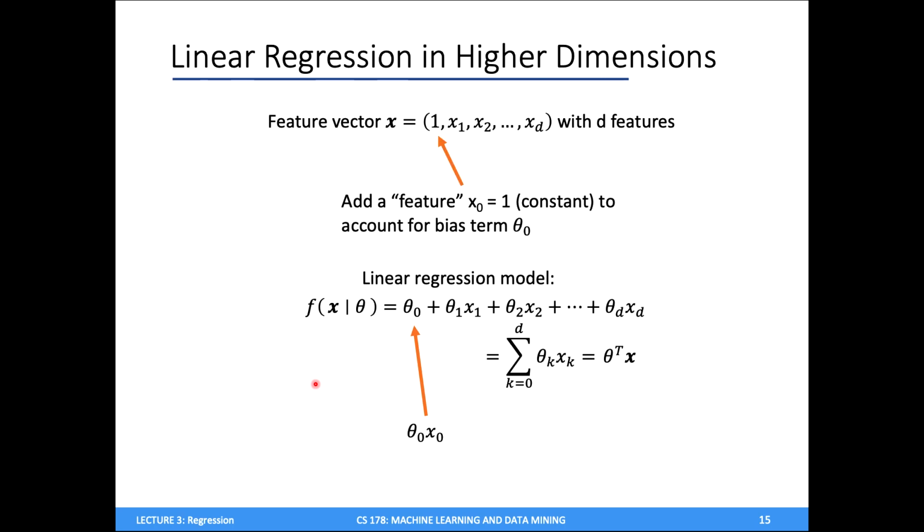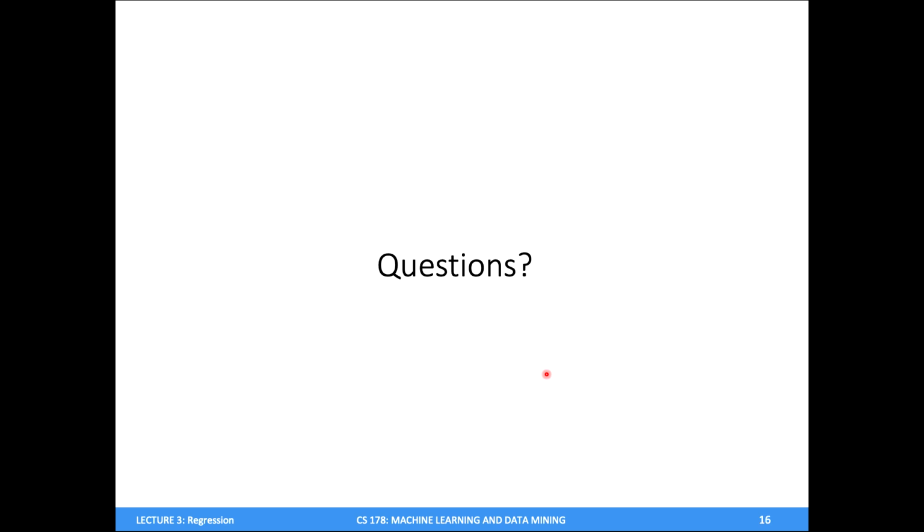And here, I'd like to point out that theta naught doesn't have an x naught term next to it. But since we defined x naught to be 1, just a constant, we could also write this as theta naught x naught, and it just lets us write it in this really convenient form as just a summation. Okay, so any questions on linear regression?